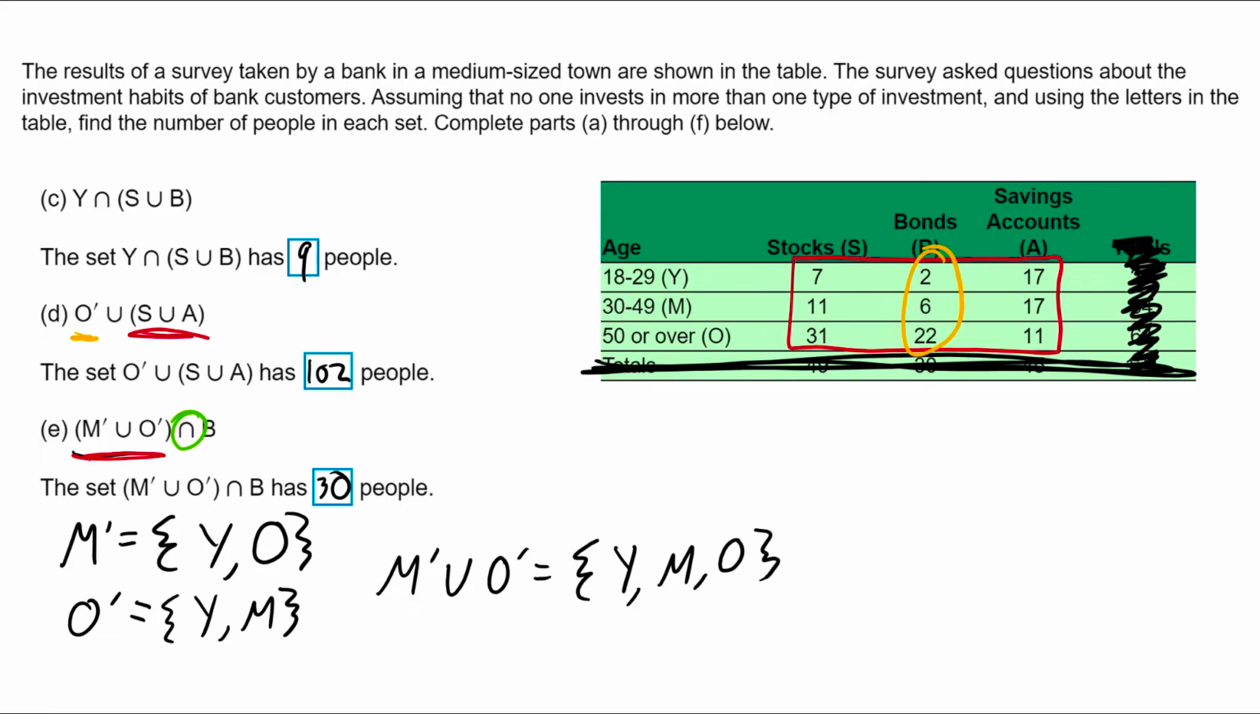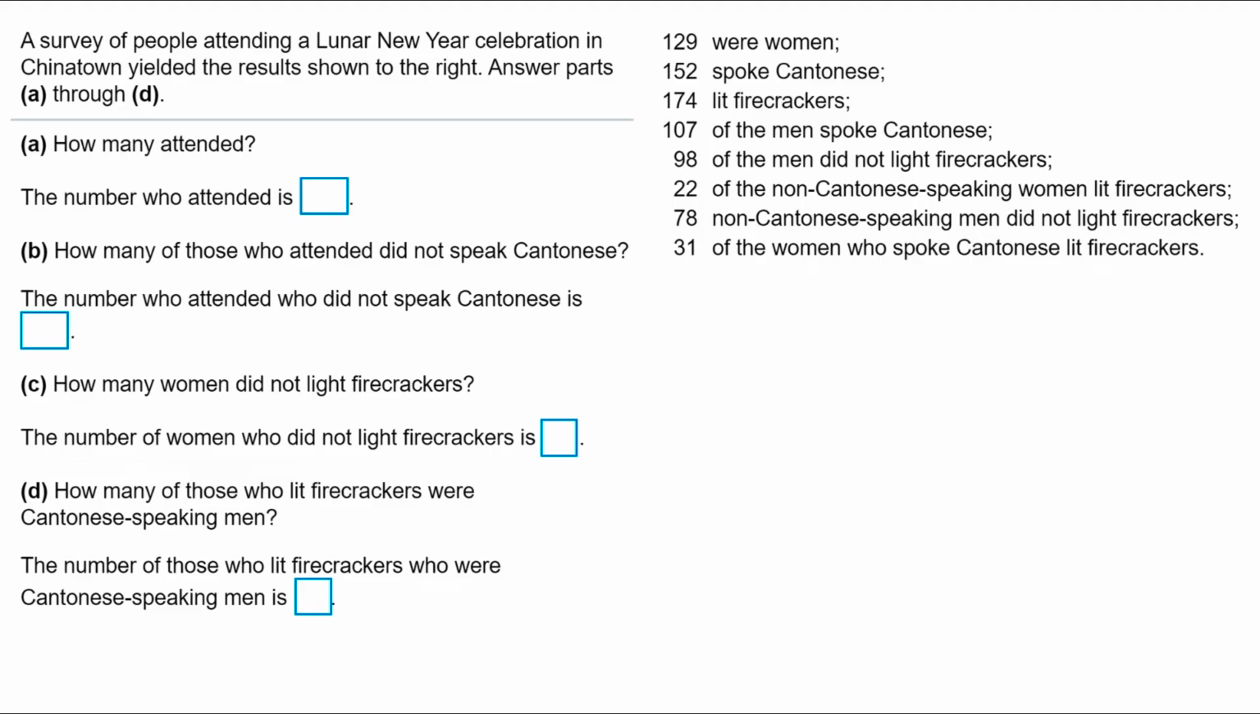All right, let's move on to the next one. A survey of people attending a Lunar New Year celebration in Chinatown yielded the results shown to the right. Answer parts A through D. All right, so this one is a 3-circle or a 3-set Venn diagram.